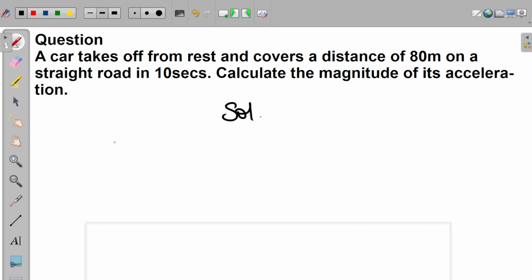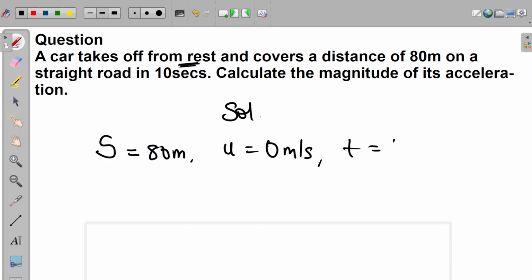So the car covers a distance, so S is equal to 80 meters. And then the car takes off from rest. So therefore, we are given that the initial velocity is equal to 0 meters per second because the car takes off from rest. And also the time is equal to 10 seconds. So we are asked to obtain the value of its acceleration.